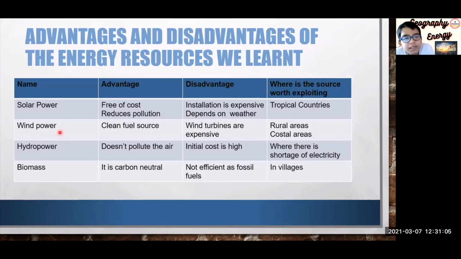Then wind power. It is a clean fuel source. Wind turbines are expensive though, and it can be put in rural areas and coastal areas where there is a lot of wind. Hydropower doesn't pollute the air. The initial cost is high, and it can be put where there's no shortage of electricity. Biomass is carbon neutral. It's not as efficient as fossil fuels and can be used in villages.